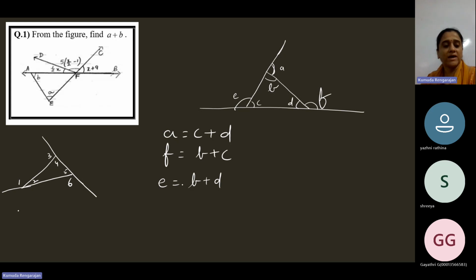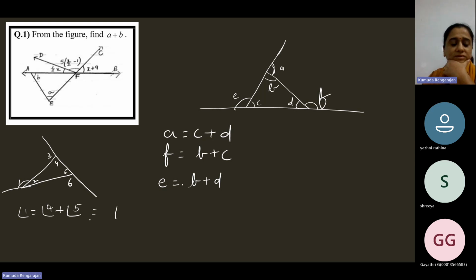Yeah. So what is angle 1 equal to? Angle 1 is equal to 4 plus 5. Yeah, see, which are the three interior angles of the triangle? 2, 4, and 5. Leave the immediate interior angle. So angle 1 is an exterior angle. The immediate interior angle is 2. Leave that. Angle 1 is equal to angle 4 plus angle 5.